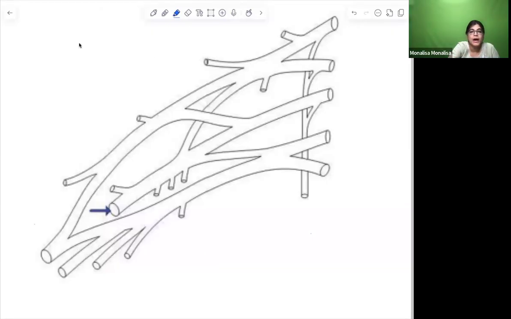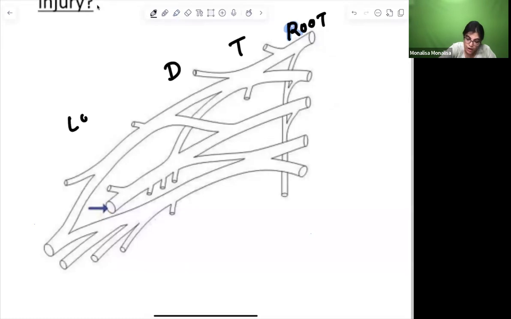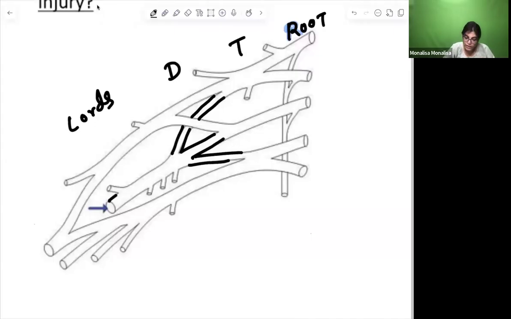No, dear, how can it be MPN? See here, how you can identify it, very easy. This is root. This is trunk. These are divisions and these are cords. This is formed by joining the 3 divisions of the 3 cords. So which cord is this? If you know the cord, you can know this nerve. So now you can tell me which nerve this should be.